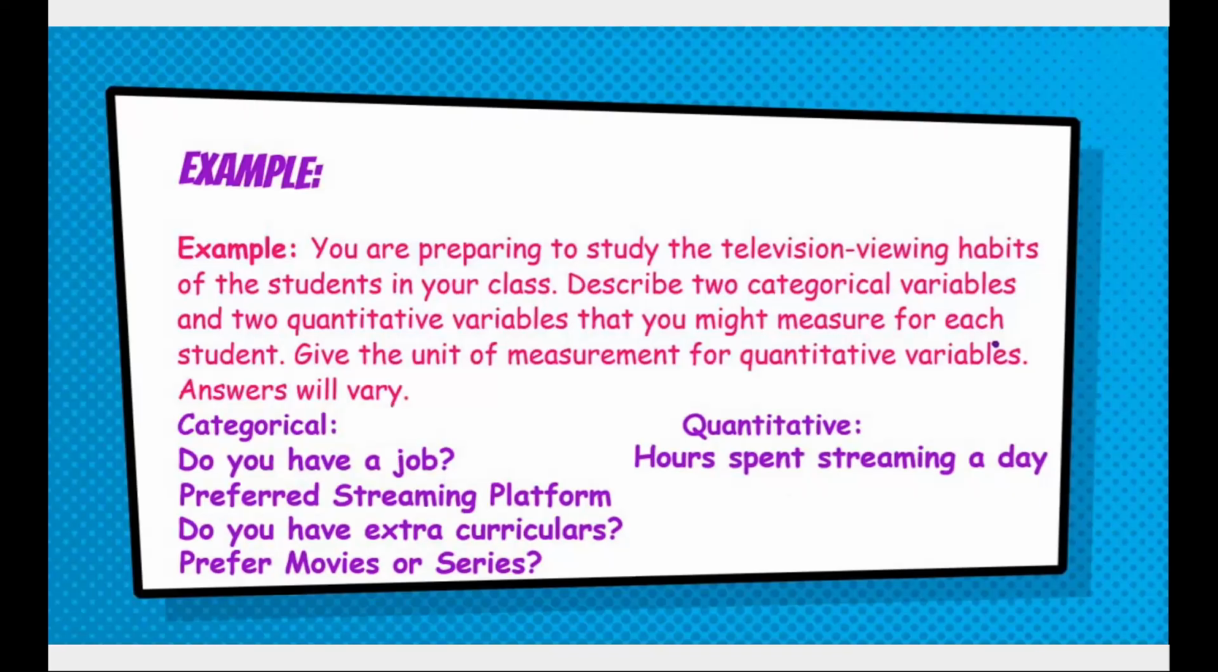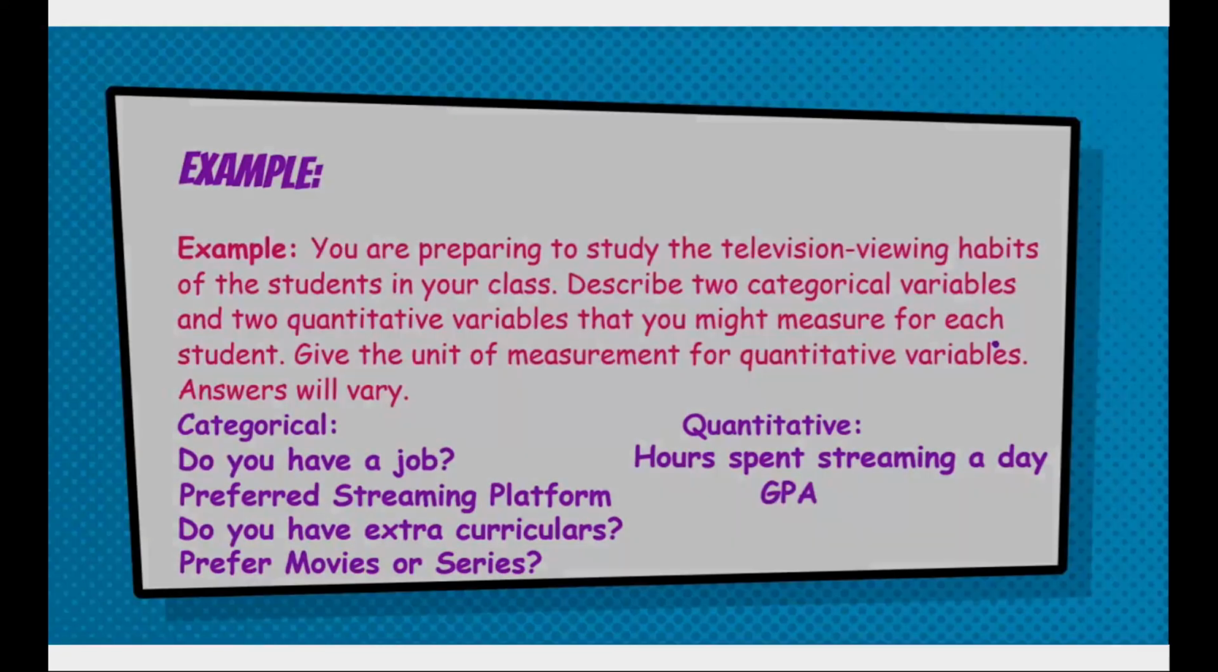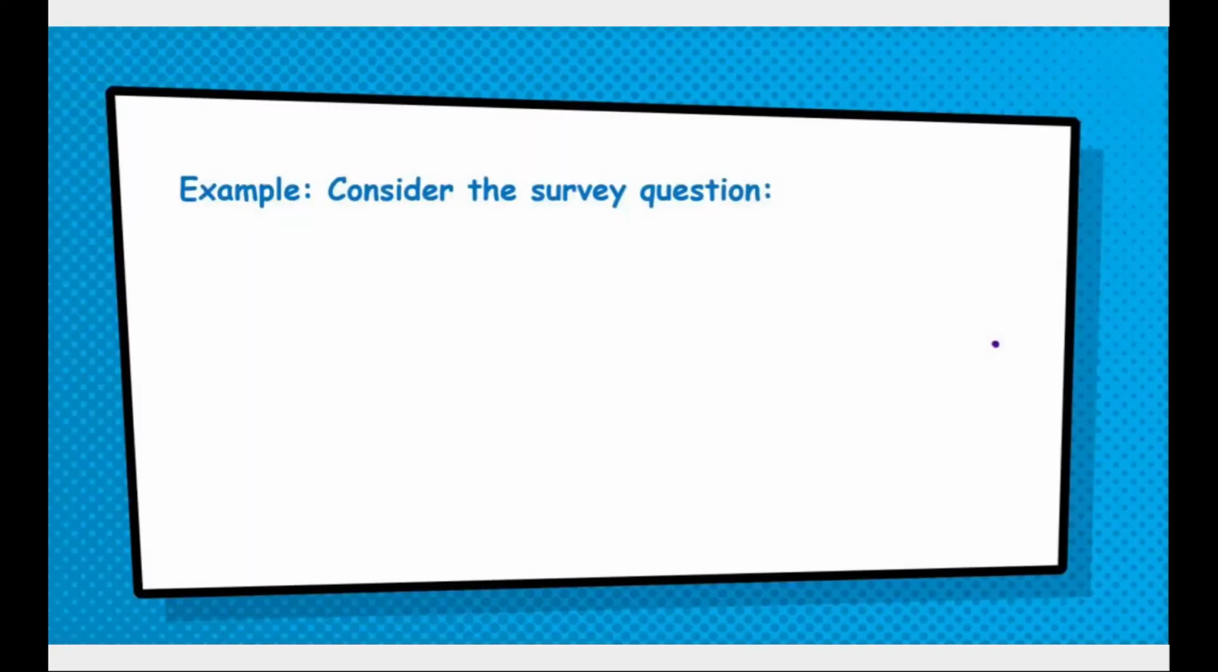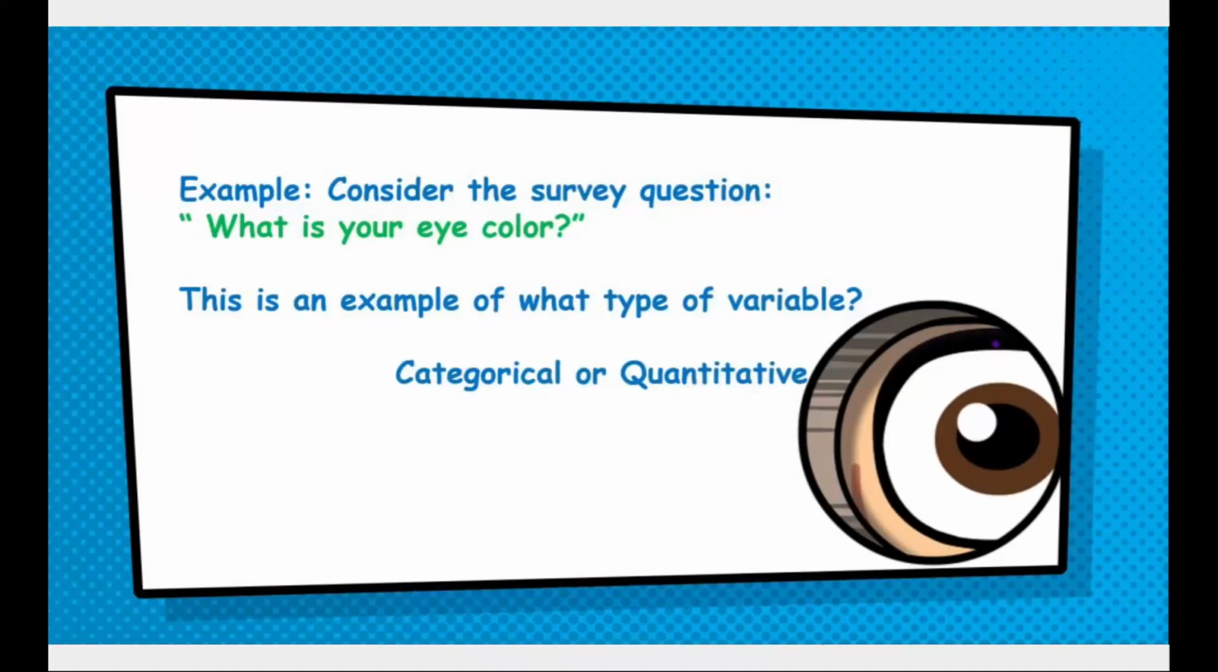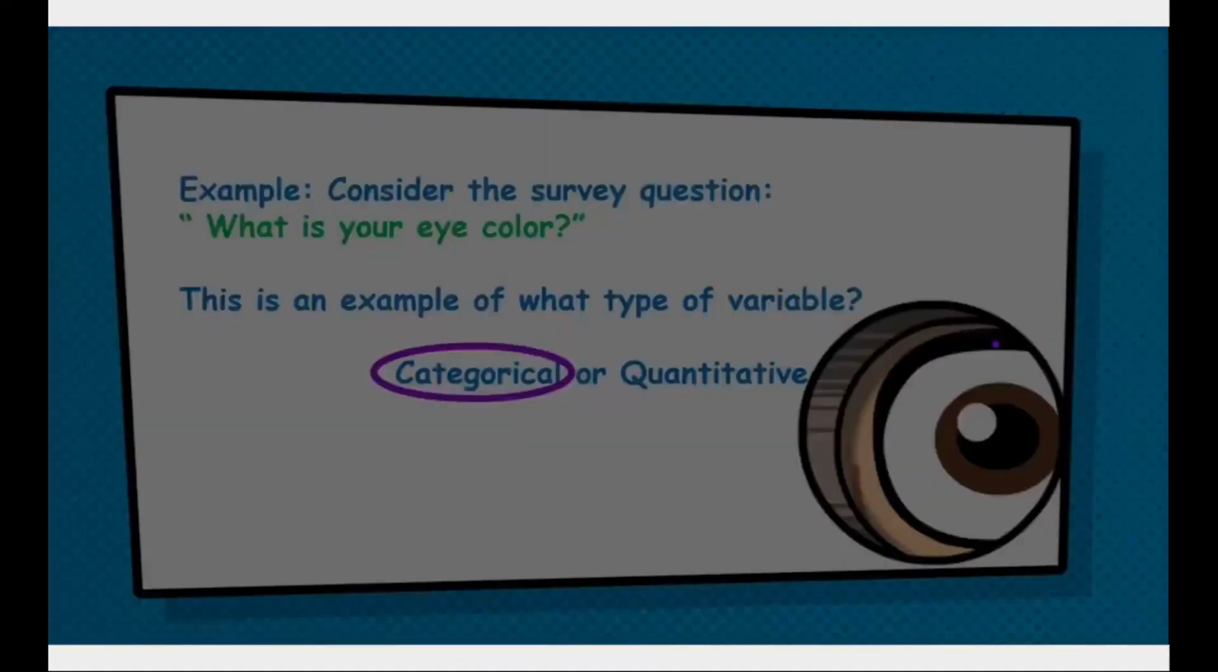Quantitative, you can be asking them how many hours you spend streaming in a day. That response would be numerical. Maybe you think that the time you spend watching TV affects your GPA because you're not studying as much as you should or could be. So GPA is also numerical, quantitative. So consider the survey question: what is your eye color? This is an example of what type of variable? This would be categorical.